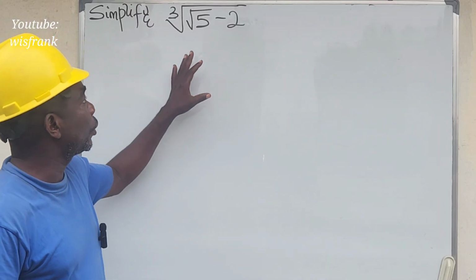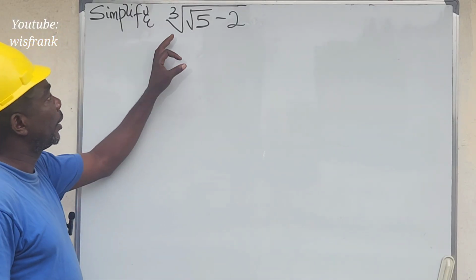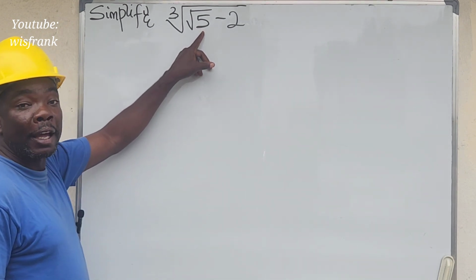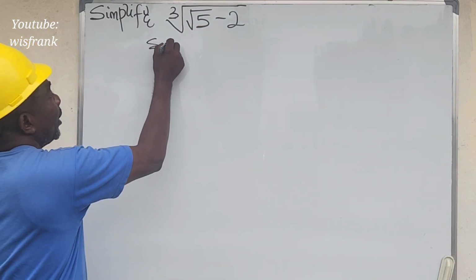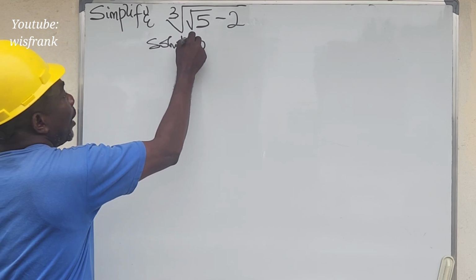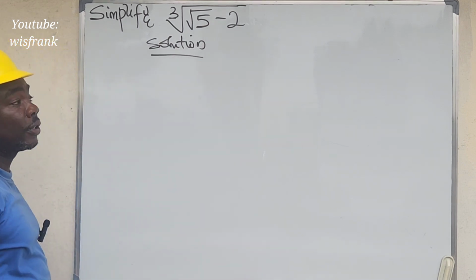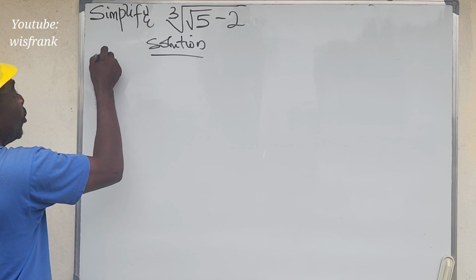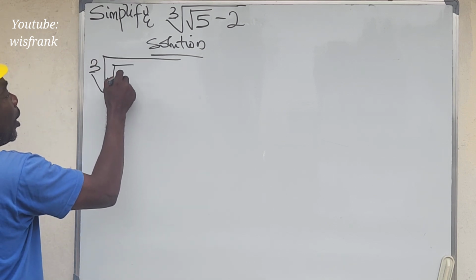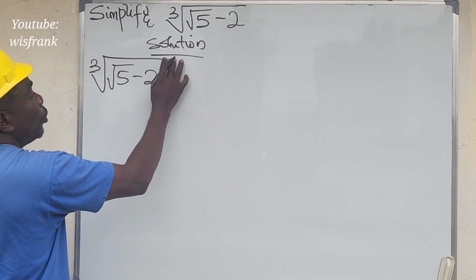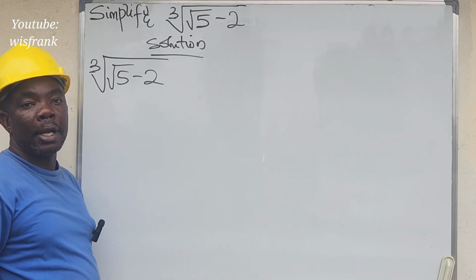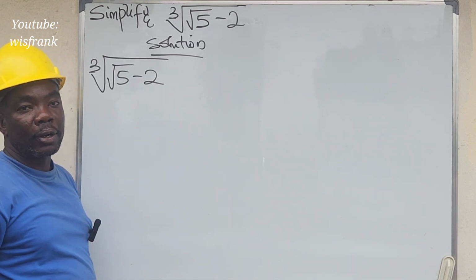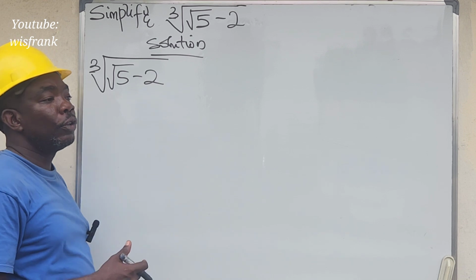Today, we are looking at this question, and it says, simplify cube root of square root of 5 minus 2. We are going to simplify this to see what the value looks like. We are given the cube root of square root of 5 minus 2. What is this? We are going to solve this without using a calculator, and at the end of the day, when you punch your calculator, we compare the two answers.